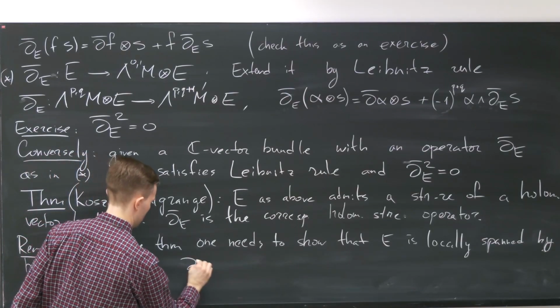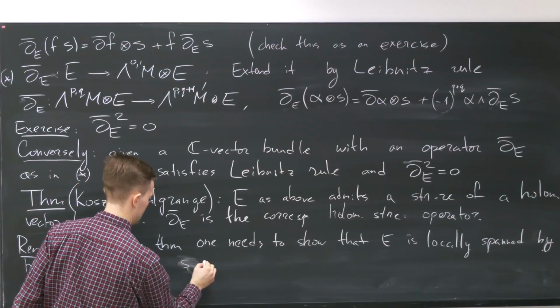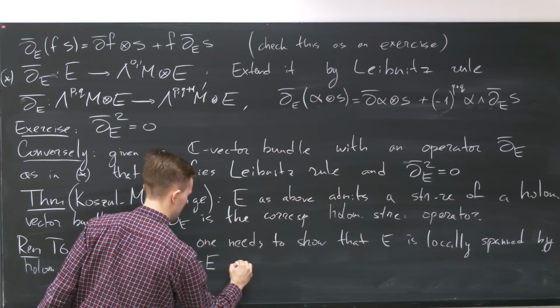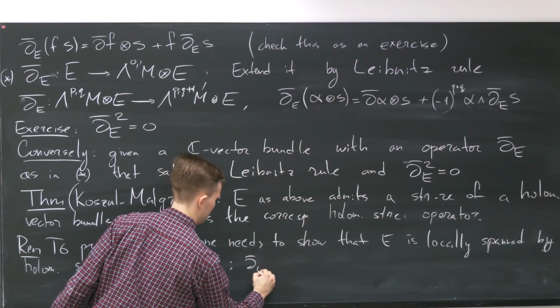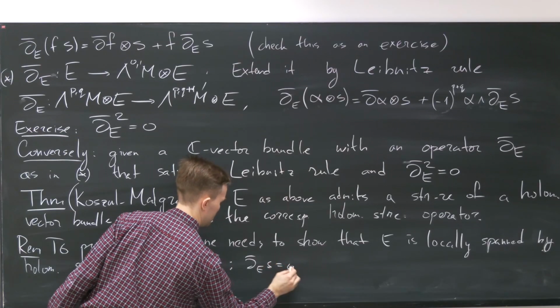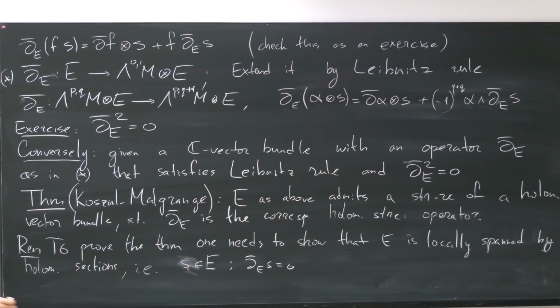So the section is holomorphic, S in E, such that del bar E S vanishes. So that's the definition of a holomorphic section. Well, if E is real analytic, so recall that last time we considered this case of real analytic manifolds and then worked with power series, and here one can use the same thing. And also in the case when M is one-dimensional, this theorem is a bit easier, so I put this into the exercises.